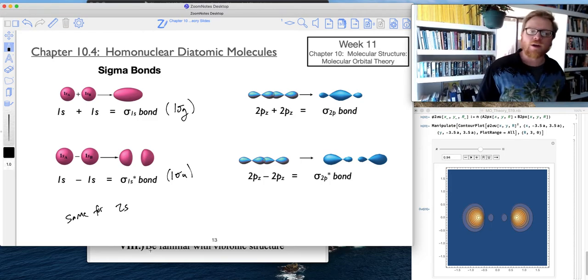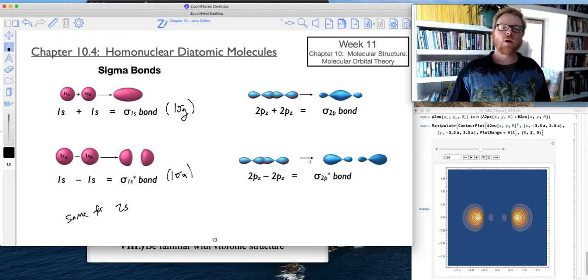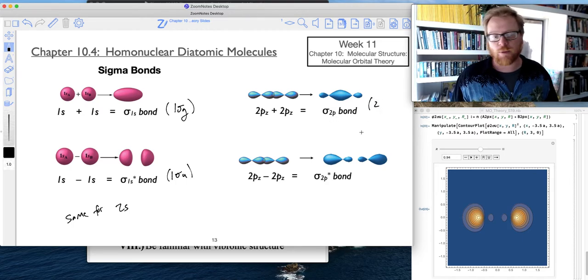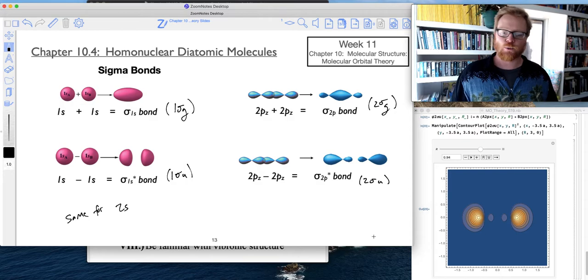And of course the same is for 2s linear combinations. They still make what we call the 1 sigma g and the 1 sigma u. When I make linear combinations of 2pz and 2pz, I make the sigma 2p bond. In Gen Chem, that's what we would call it. The more correct name would be 2 sigma g. And of course, I can make this anti-bond just like I showed you from subtracting these. I could call it the sigma 2p star in my Gen Chem book, but the more correct nomenclature we use for spectroscopy is 2 sigma u. Okay.